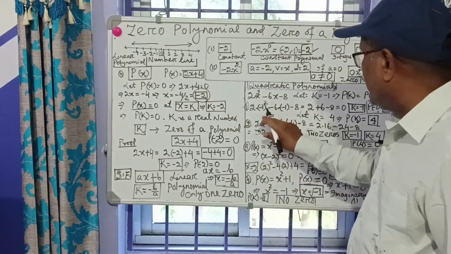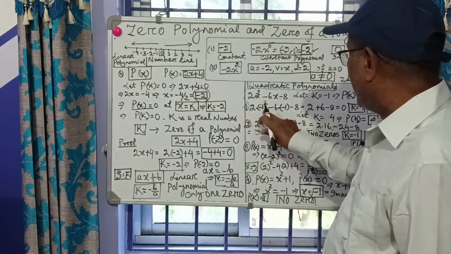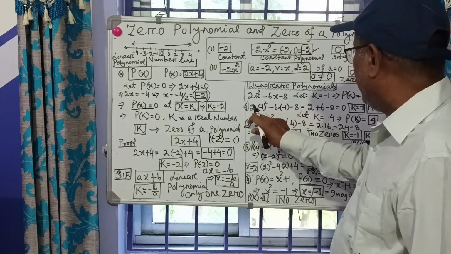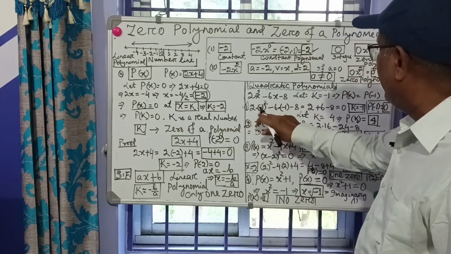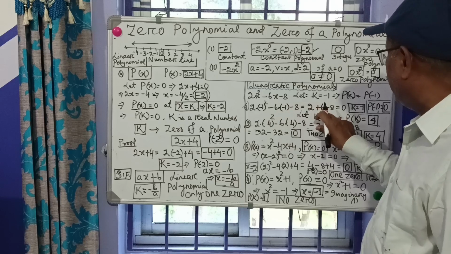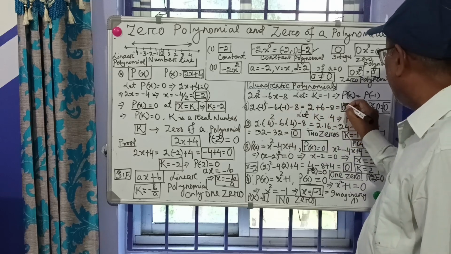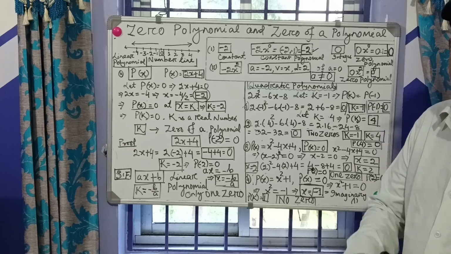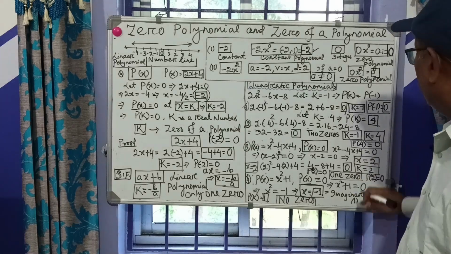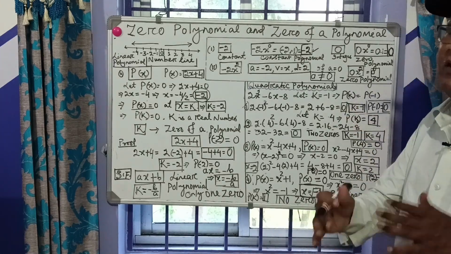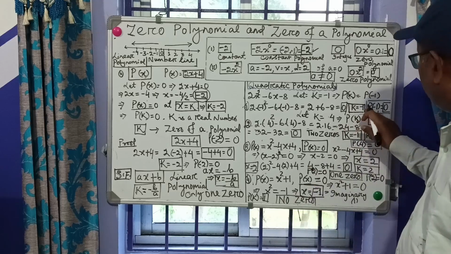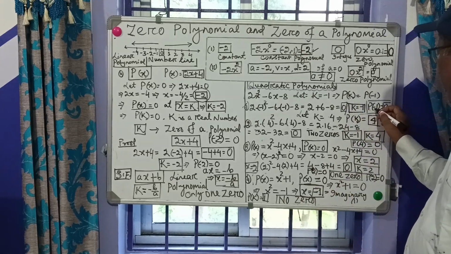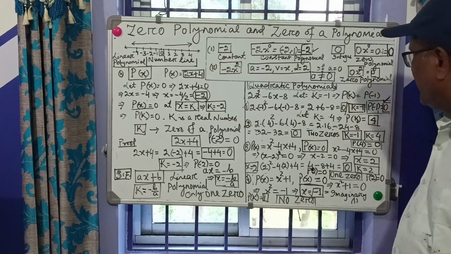Now come to 2 into minus 1 whole square minus 6 into minus 1 minus 8. You solve it. Now it is 2 plus 6 minus 8 and the result is 0. So for k is equal to minus 1, the polynomial becomes 0. So k is a 0 of this polynomial, means minus 1 is a 0 of this polynomial. You can write p(minus 1) is equal to 0.